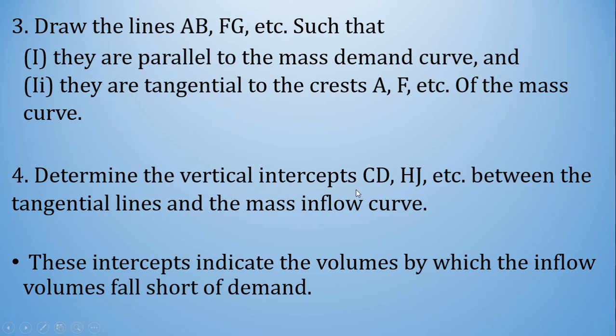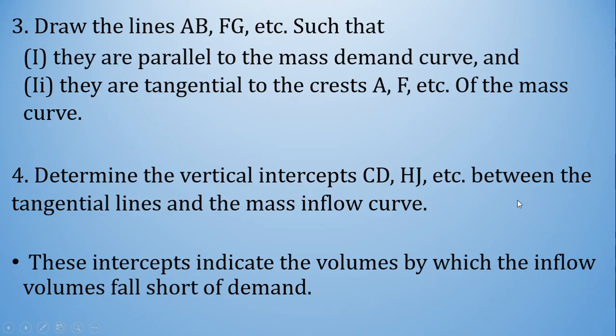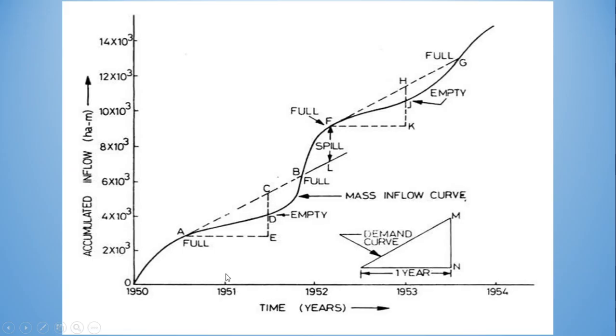Determine the vertical intercepts CD, HJ, etc. between the tangential lines and the mass inflow curve. These intercepts indicate the volumes by which the inflow volumes fall short of the demand. Inflow volume falls short of the demand by these intercepts. This much volume of water is required to fulfill the demand. It is indicated by these ordinates.